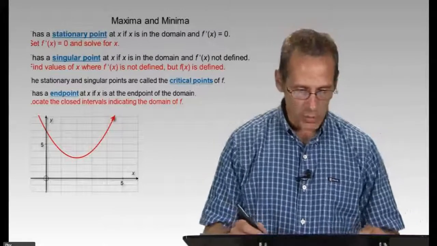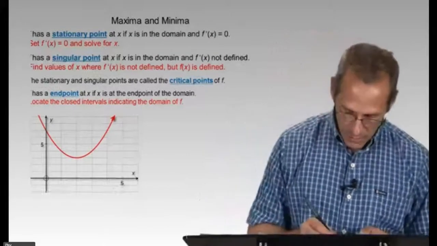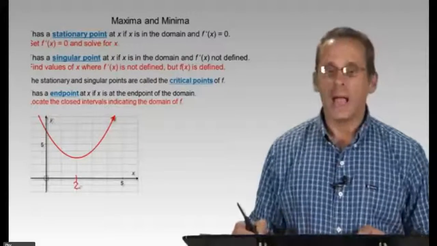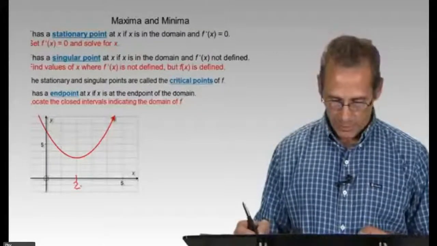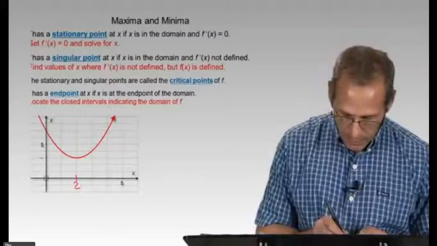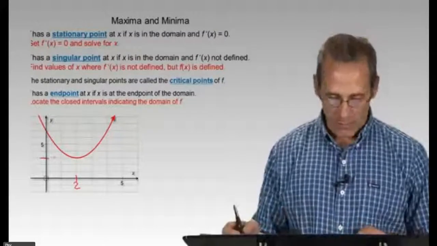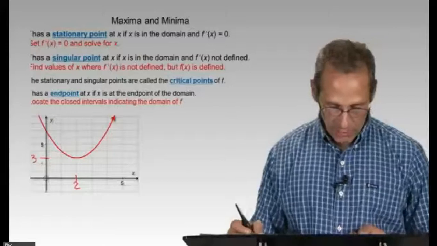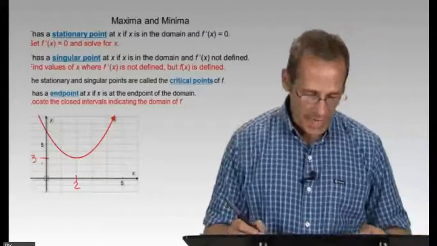Look at the first graph, if you will. We have a stationary point at x equals 2 because there is an absolute maximum value of 3, absolute minimum value of 3 at x equals 2.